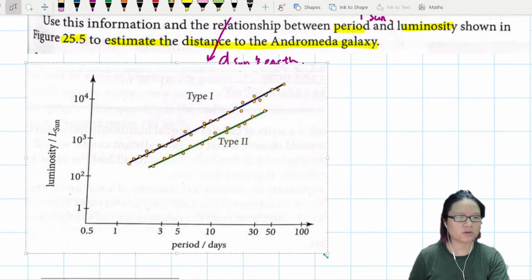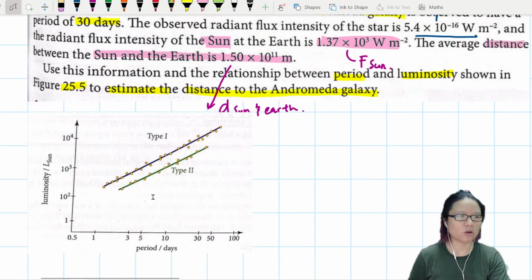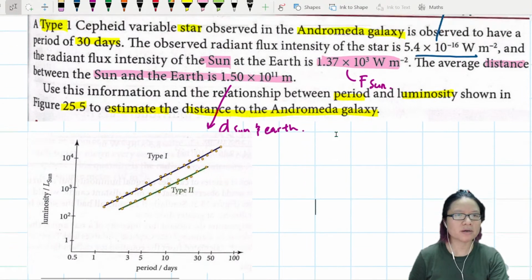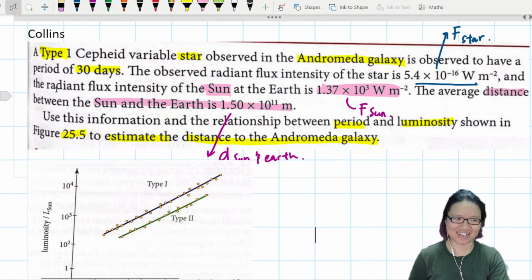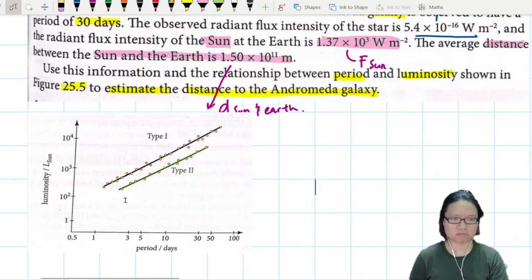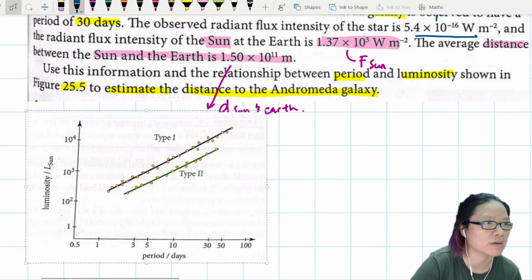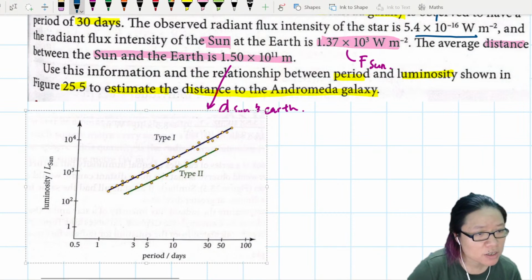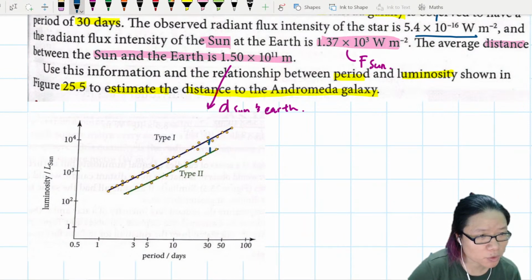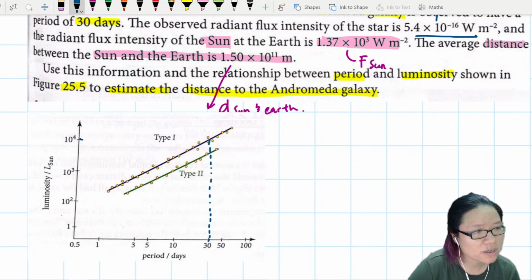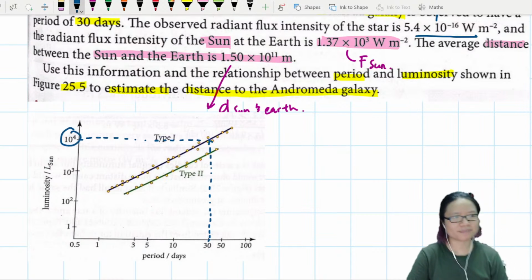Okay. So again, we are encountering this linear log scale graph. It's the same thing. But the good thing here is we are looking at 30 days. 30 days is beautiful because we don't have a problem. It is right at a known value. So this is a type 1, so we're going to read from the type 1 axis. 30 days is somewhere here. And if I extrapolate, it looks like it's 10 to the power of 4. Yay.